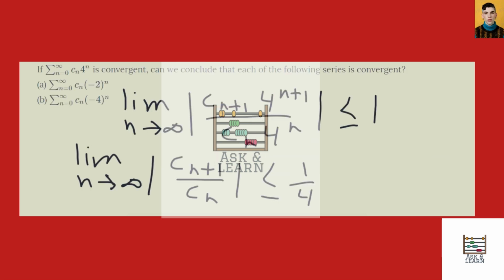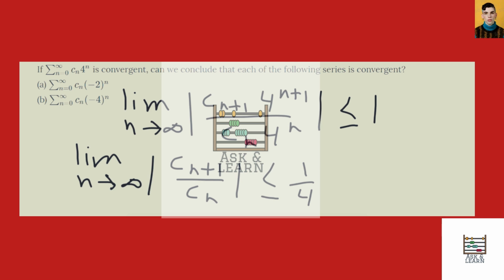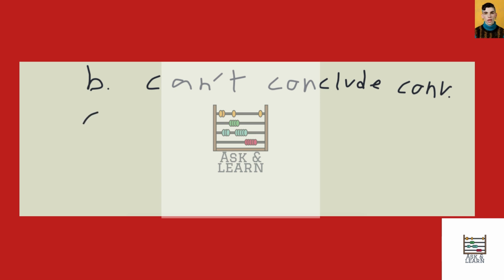Okay, and then for part B, we can't conclude convergence. Okay, so that's what the problem is asking. Can we conclude convergence in the following series? So for part B, we cannot conclude convergence. So we can just use a counterexample here.